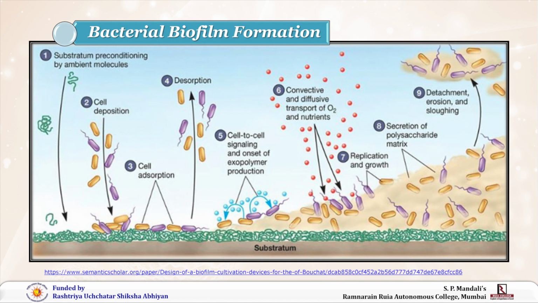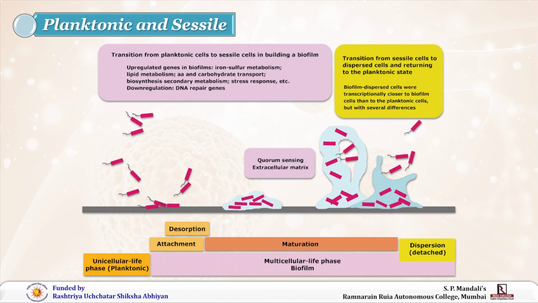Once the adsorption happens irreversibly, the cell-to-cell signaling and the onset of exopolymer production initiates. This leads to the formation of a mature biofilm with more and more nutrients seeping through the biofilm, oxygen gradients getting formed, and replication as well as polysaccharide production, giving rise to a proper mature polysaccharide-based matrix in the biofilm. The last step is the detachment and erosion and sloughing off of the biofilm that can lead to dispersion of the microorganisms.